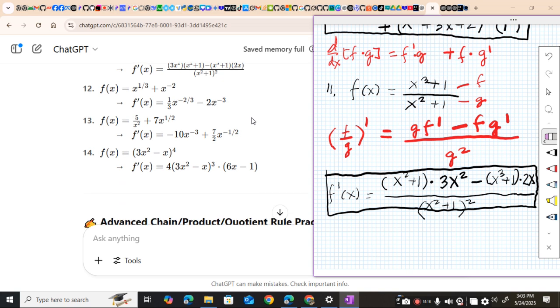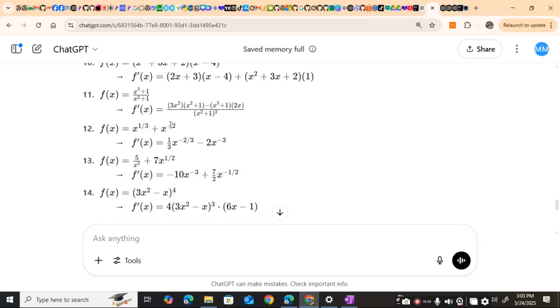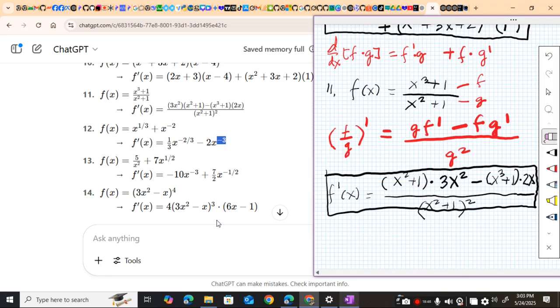Now 12 is simply again a power rule. So it's just a simple power rule. So we bring down the power, which is 1/3, and then subtract 1 to 1/3. So 1/3 minus 1 gives you negative 2/3. And then here we bring down the power, which is negative 2, and then we subtract 1 to negative 2, so it effectively becomes negative 3. So there's no problem there. How about for number 13?